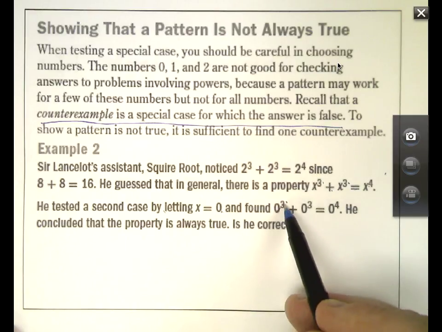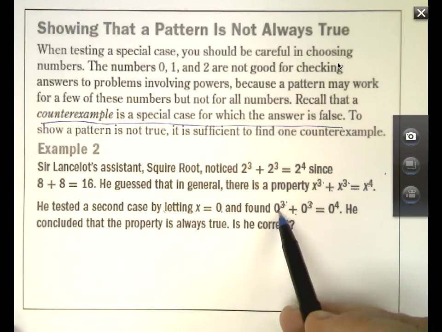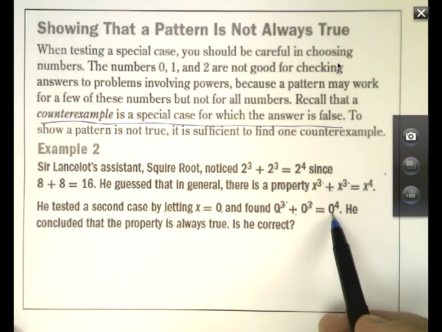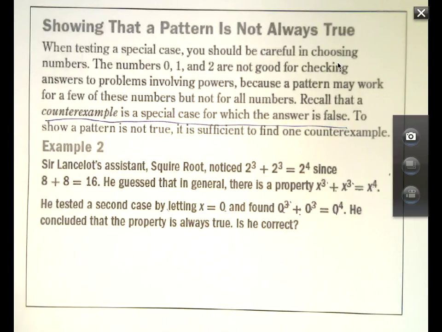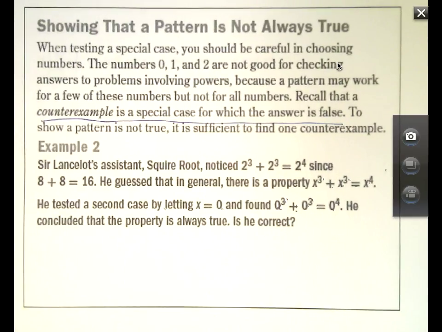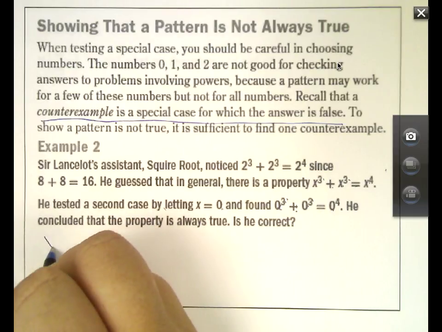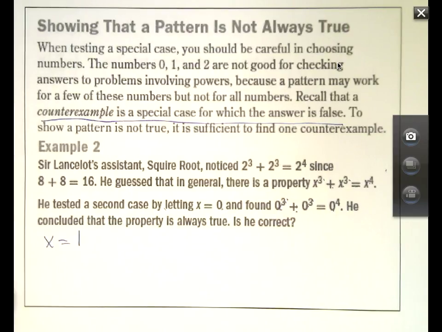So he put 0 in for x. 0 cubed plus 0 cubed, 0 plus 0 equals 0 to the 4th, which is also 0. So he concluded that the property is always true. Is he correct? Well, here's my counterexample.